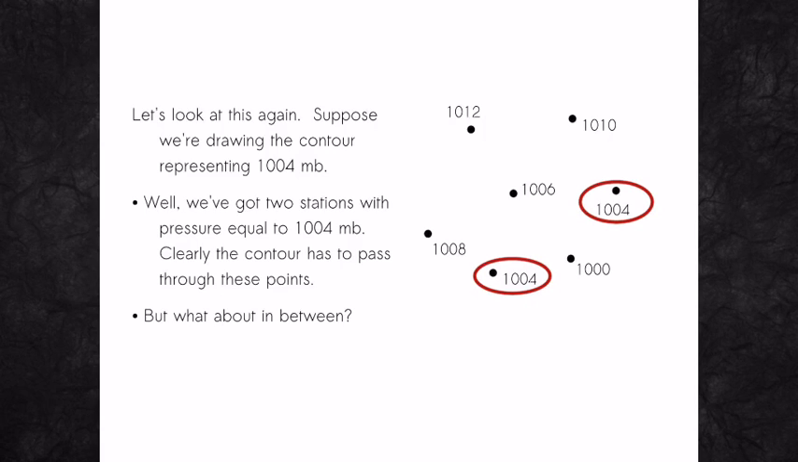There's a lot of different ways we could connect those dots, right? We could connect the dots this way. We could go around the other way. How are we going to figure out how to connect those points that have 1004? So what do we do in between? Well, in order to figure out where to go in between, we have to look for pressure measurements that bracket the value that we're interested in.